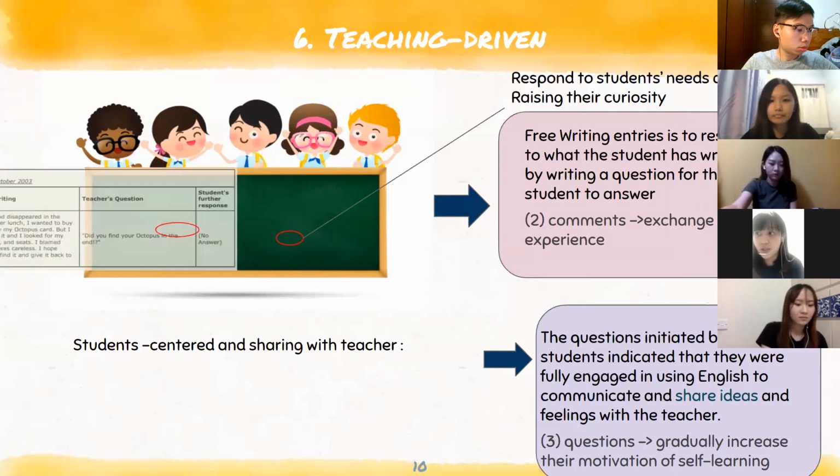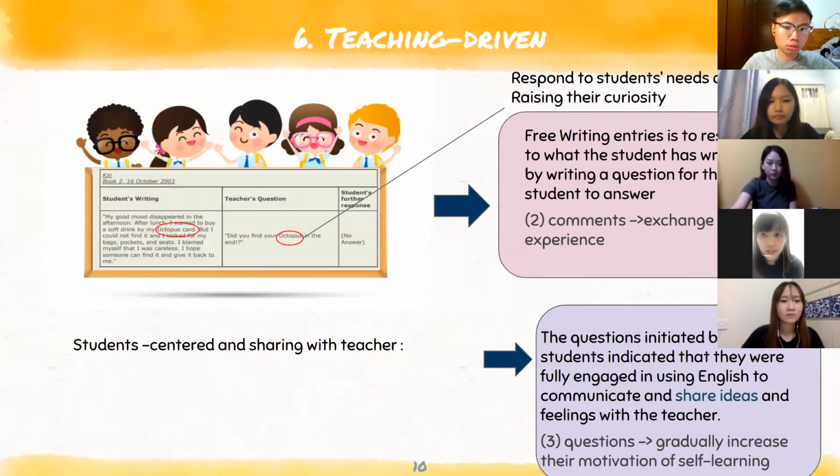Next page is the teacher-driven. The teacher-driven can be divided into 5 parts.